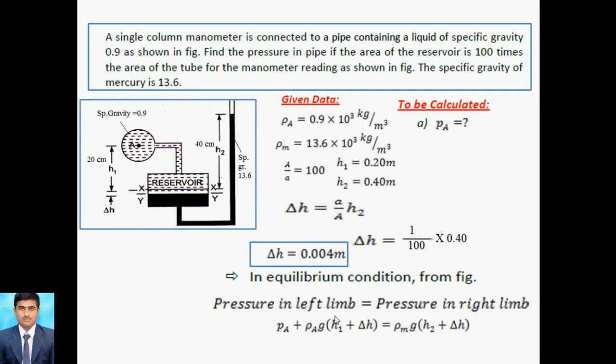Now we go for putting in the values: delta H, rho A, and G. Then the equation becomes, and writing the formula, the final answer is PA equal to 51.89 into 10 raised to 3 Newton per meter square. So this is the pressure at point A. Suppose we require the smallest change, then you can use a single column manometer. So this is regarding the problem.